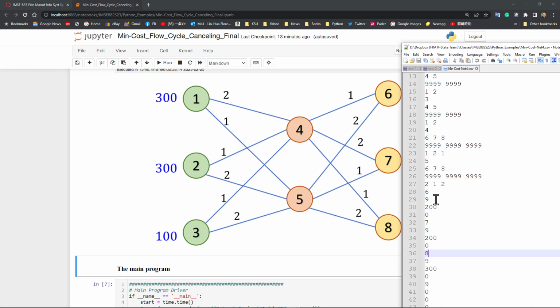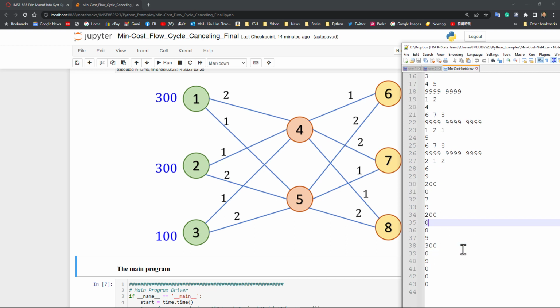So from here on, node 6, node 7, and node 8 all go into one dummy demand node called node 9. Node 6 goes into node 9 with an upper bound capacity of 200, which is the node demand, and with a cost of 0. Node 7 is the same thing: it goes to node 9, the dummy demand node, with a capacity of 200 and a cost of 0. Node 8 is the same thing, going to node 9 with a capacity of 300 and cost of 0.